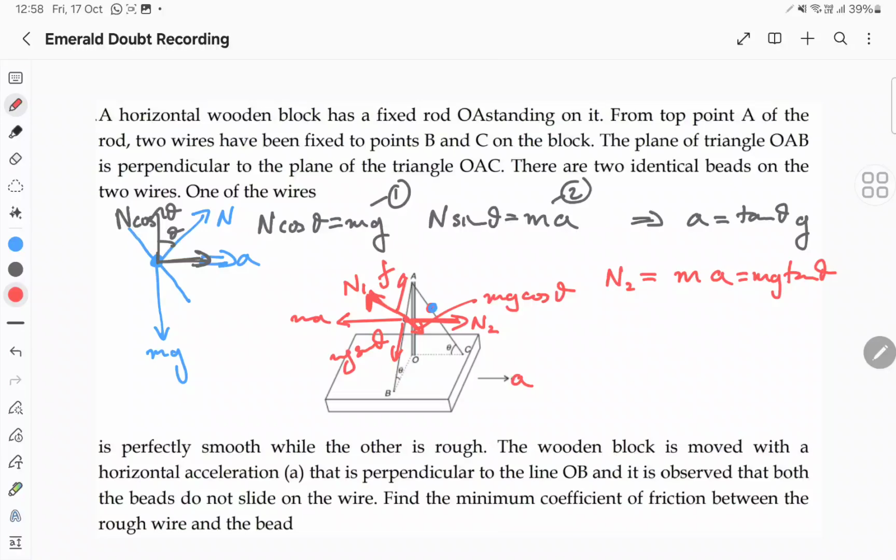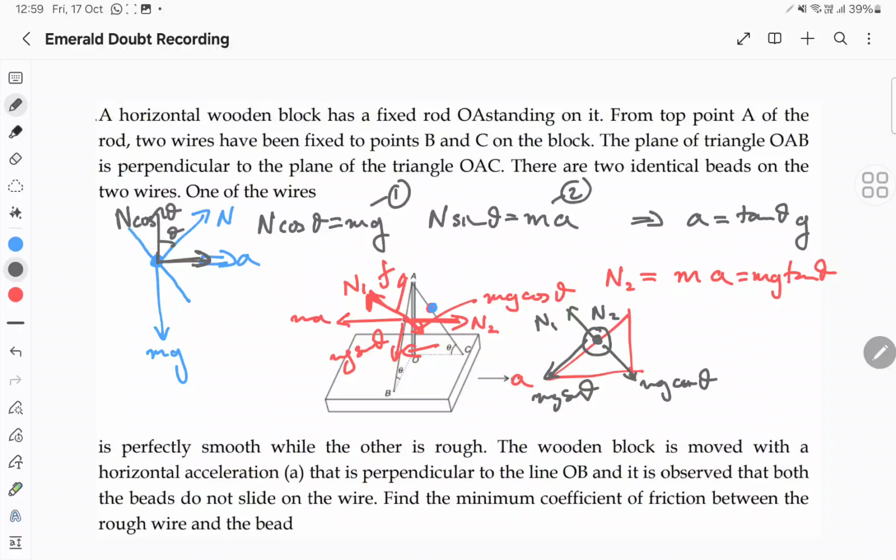Shall I draw the diagram from the front? If I look at this from the front side, the diagram is something like this. The bead is over here. The normal reaction N2 is coming out of the page, and your other normal reaction, N1, is countering your mg cos theta. So those are the forces, mg cos theta, and I also have to draw the mg sin theta.